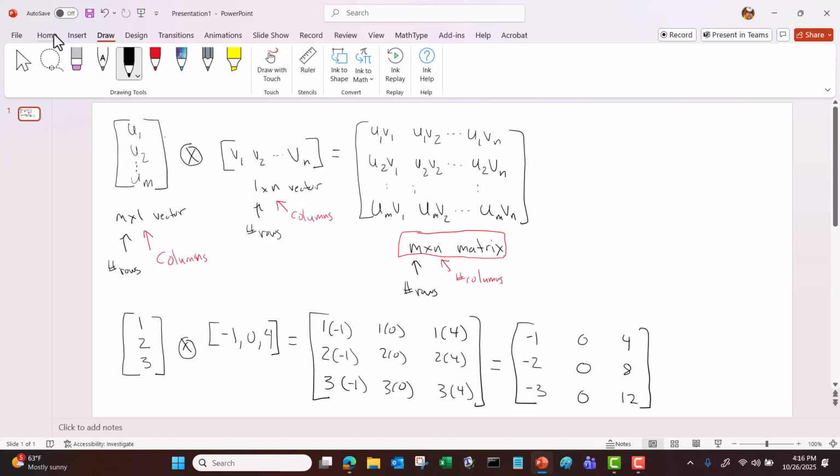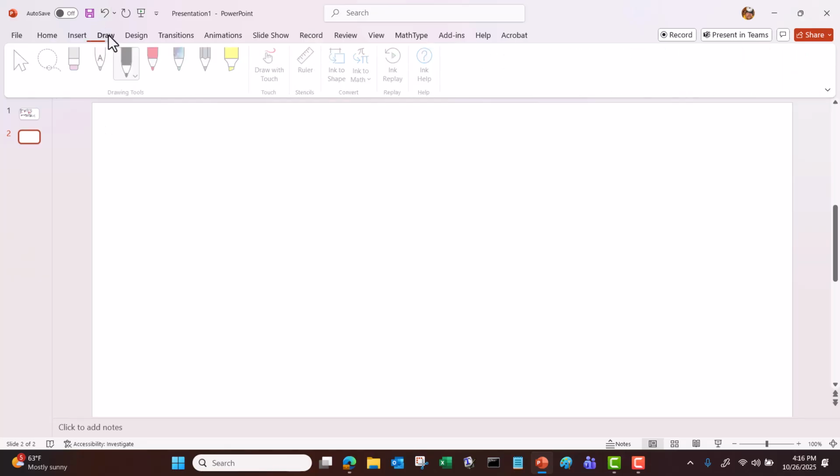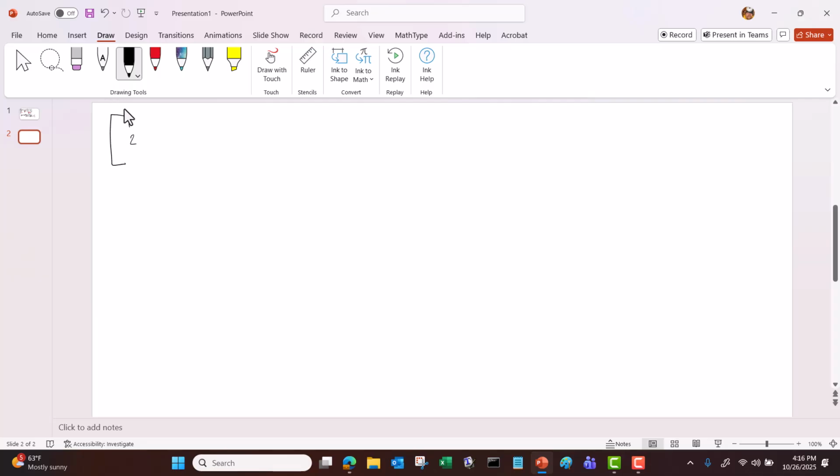So let's go ahead and add on a new slide here. And let's take a look at another example where we have a vector. Again, let's just take 1, 2, and 3. Except this time, let's take just a vector of -1 and 4. So this is a 3 by 1, and this is a 1 by 2. So according to our calculations, we should end up with a 3 by 2 matrix, a rectangular array of numbers.